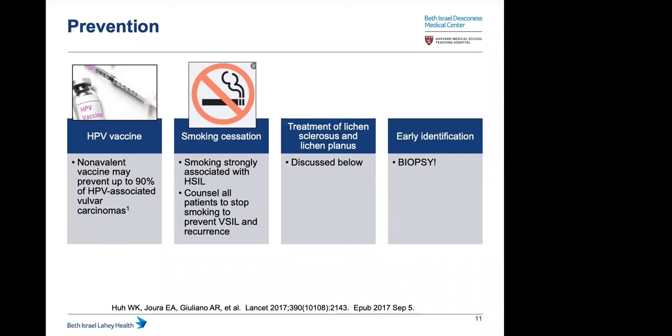Identifying and treating lichen sclerosus and lichen planus can also help to prevent the development of differentiated VIN, and we'll talk more about that in a few slides.